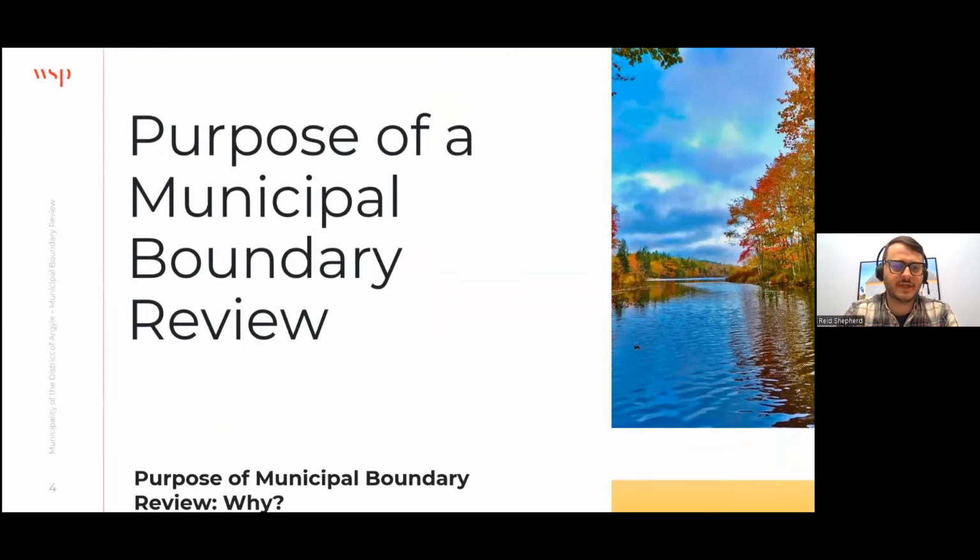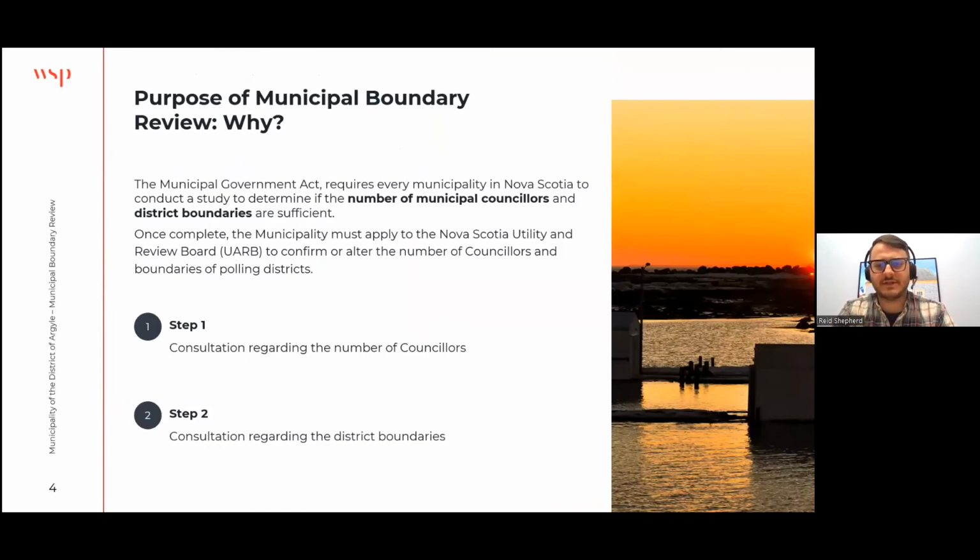The first question is: what is the purpose of a municipal boundary review? Basically, the province of Nova Scotia requires that municipalities do some engagement and review how many councillors and the councillors' district boundaries every 8 years, and 2022 is one of those years. The province has outlined a two-step process. Step one, the municipality needs to consult the public on how many councillors and the type of government are appropriate. The second step, once that number of councillors has been determined, is to look at making any changes or adjustments to the existing district boundaries.